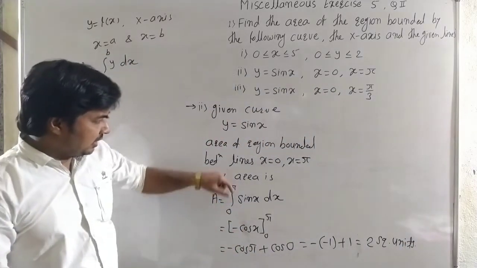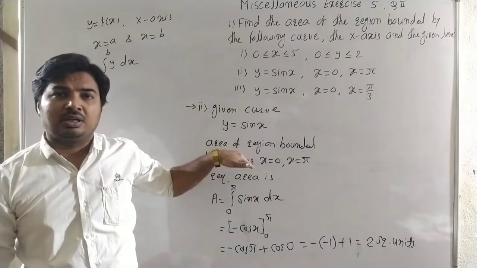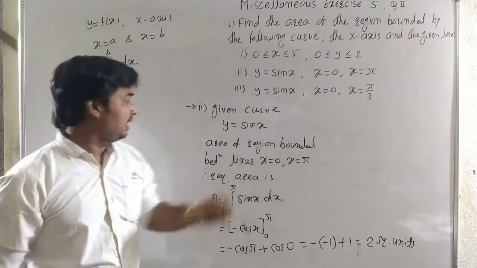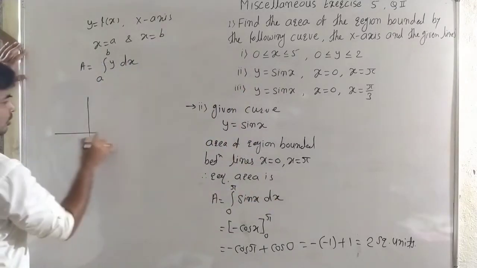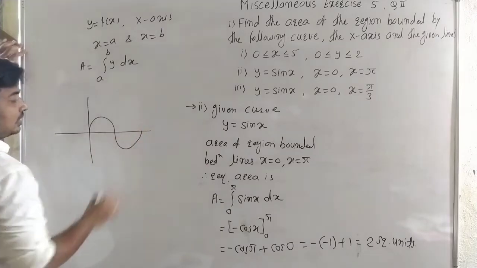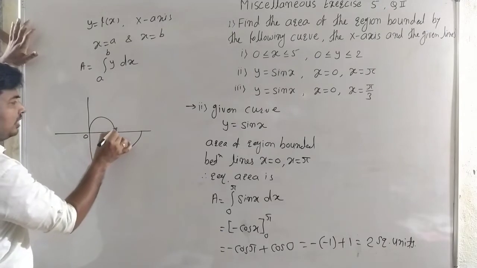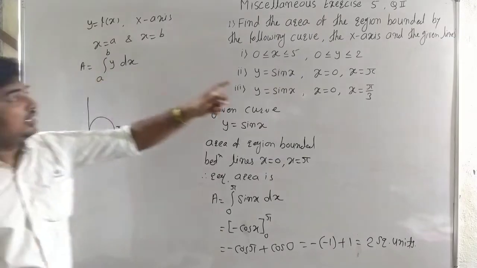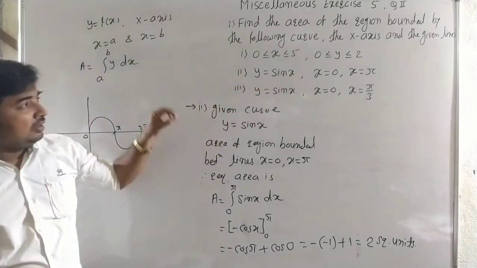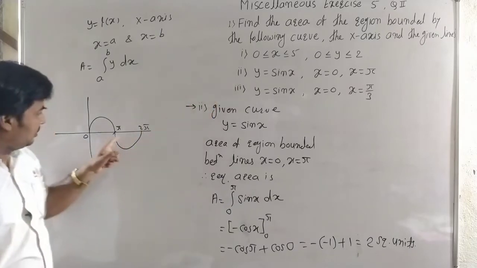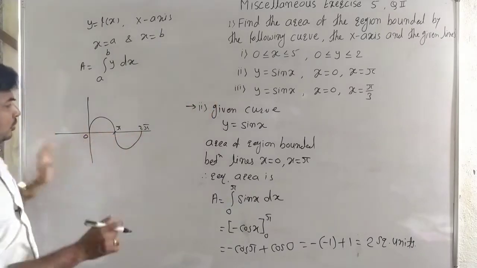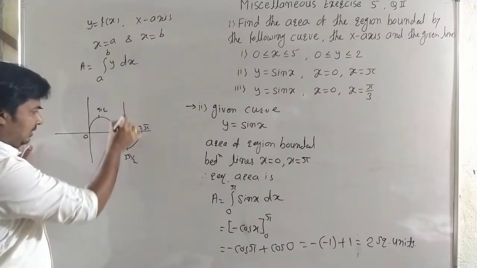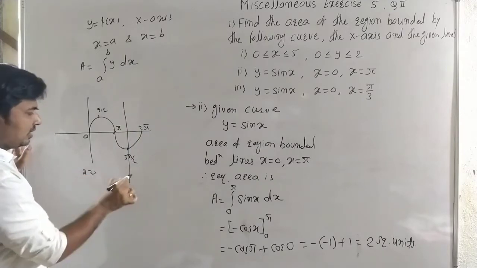Now here see carefully, the limit is 0 to pi. We know the graph of the sine is above the x-axis and also below the x-axis. Here the graph of the sine is in this form, like that. Here it is 0, here it is pi, and here it is 2 pi. If our limit is 0 to pi and then the limit goes greater than pi, that means it is below the x-axis. Suppose it is 3 pi by 2, here it is pi by 2, and here it is 3 pi by 2.